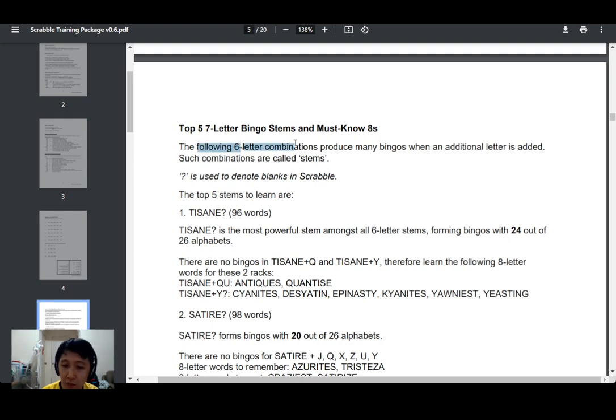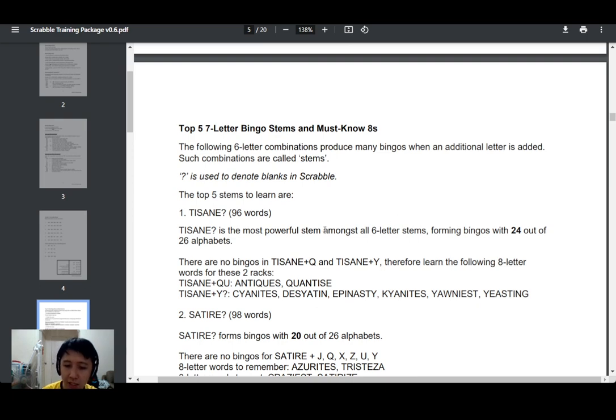These 6-letter combinations of letters will produce many bingos when one extra letter is added. So these combinations are called stems for short, because you can just think of stems from trees. Stems can branch out into many side branches. Yeah, that's the concept, you can imagine. So question mark is always the standard letter used to denote a single blank in Scrabble.